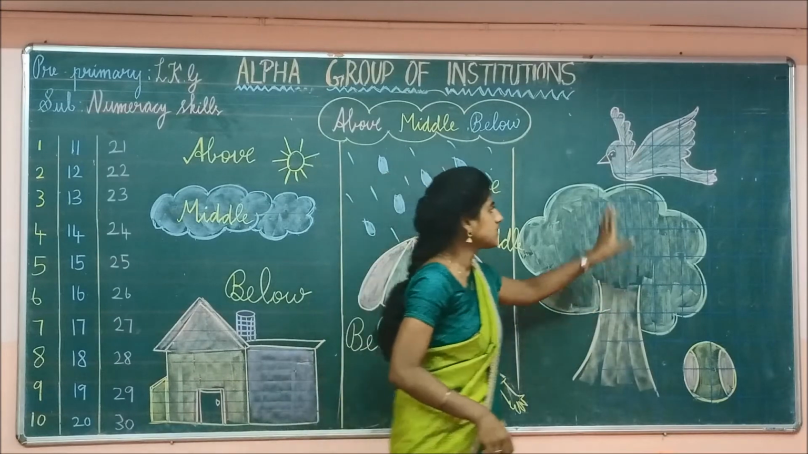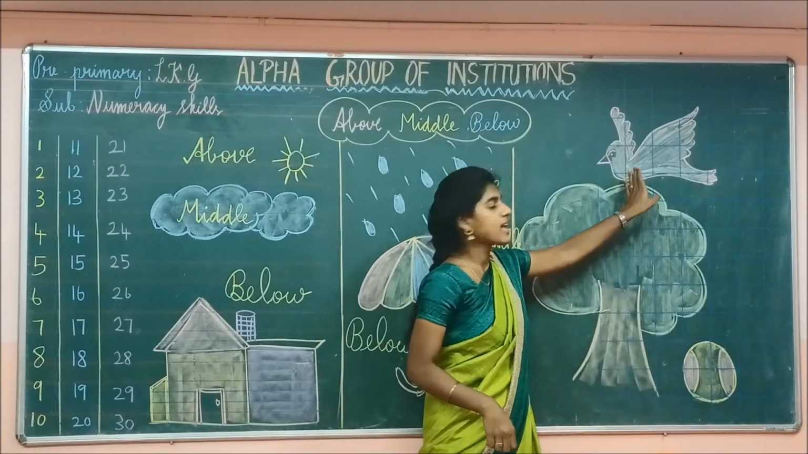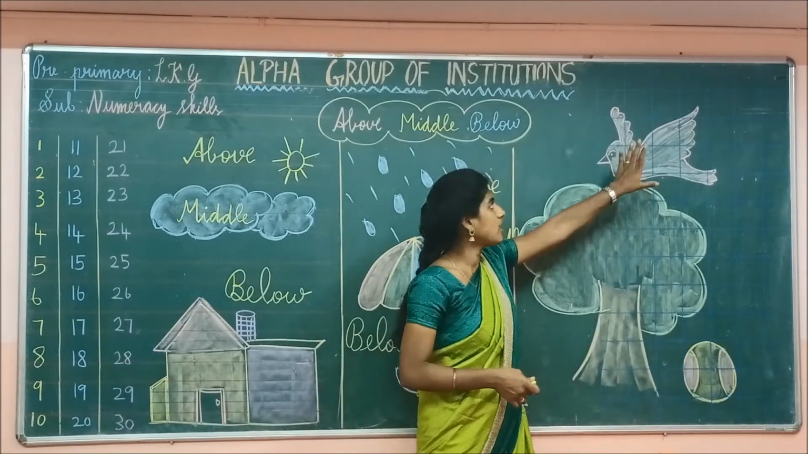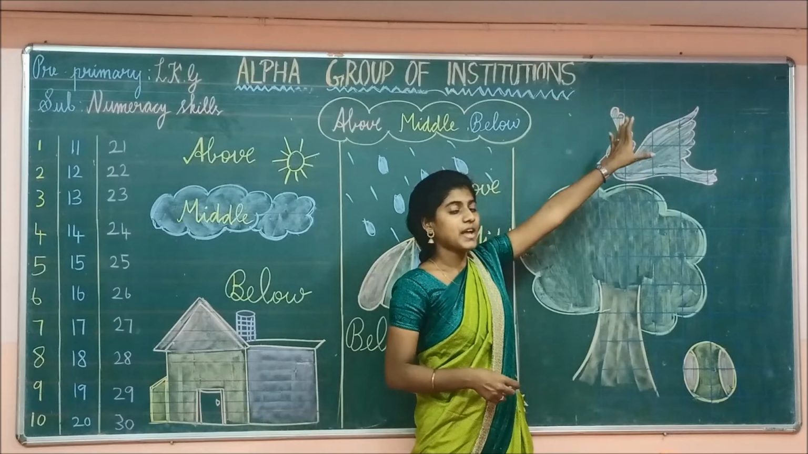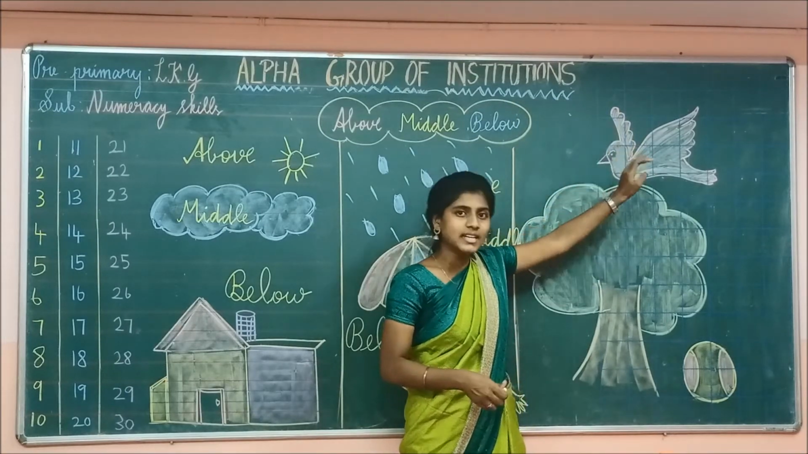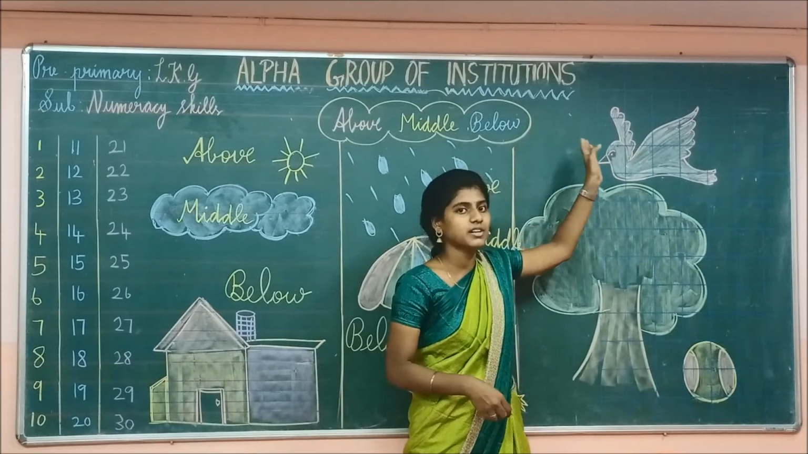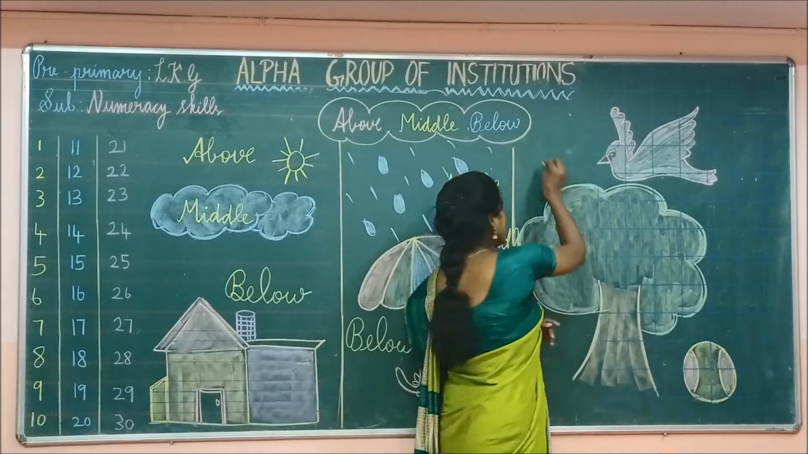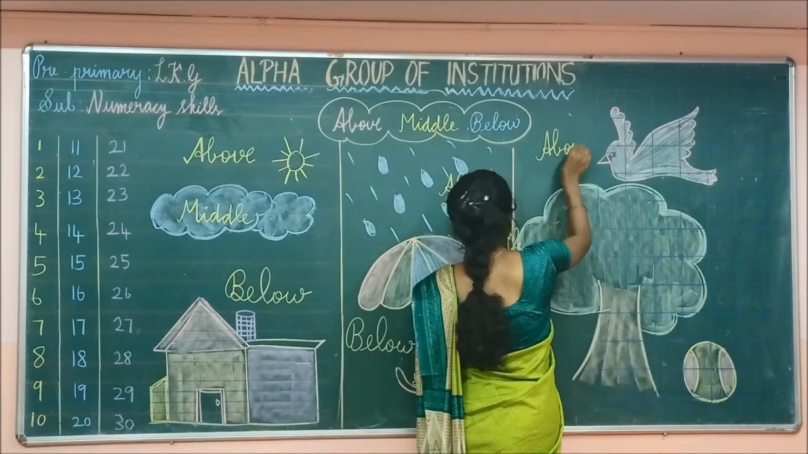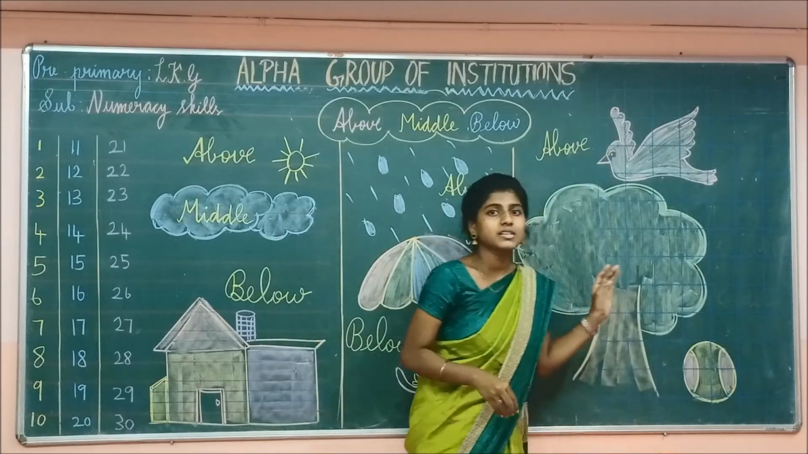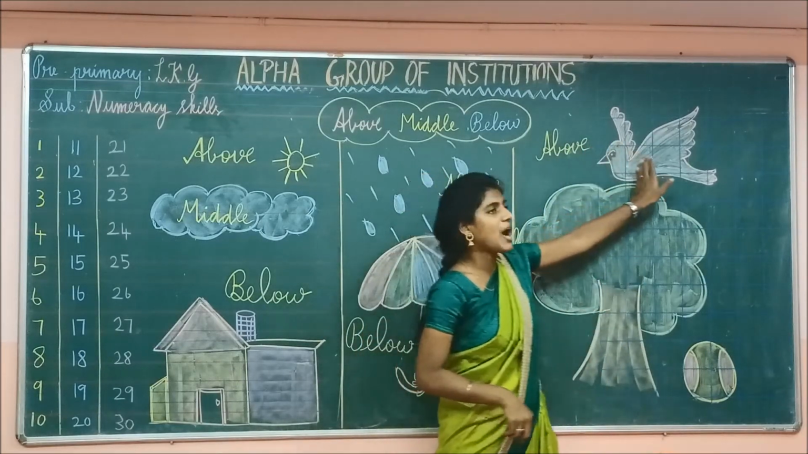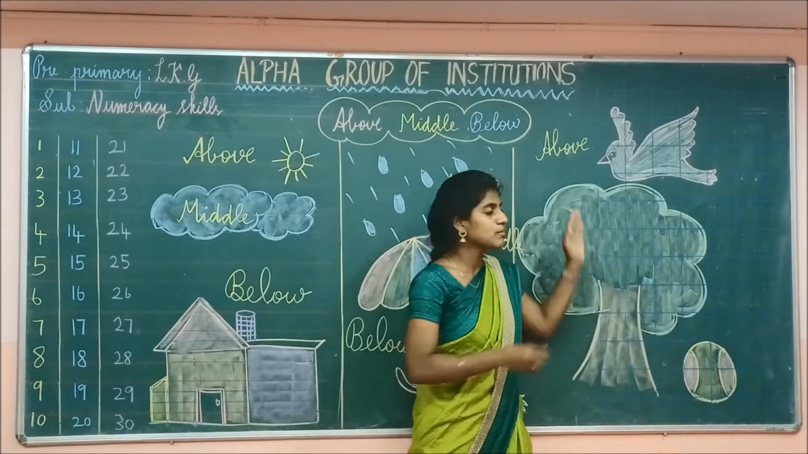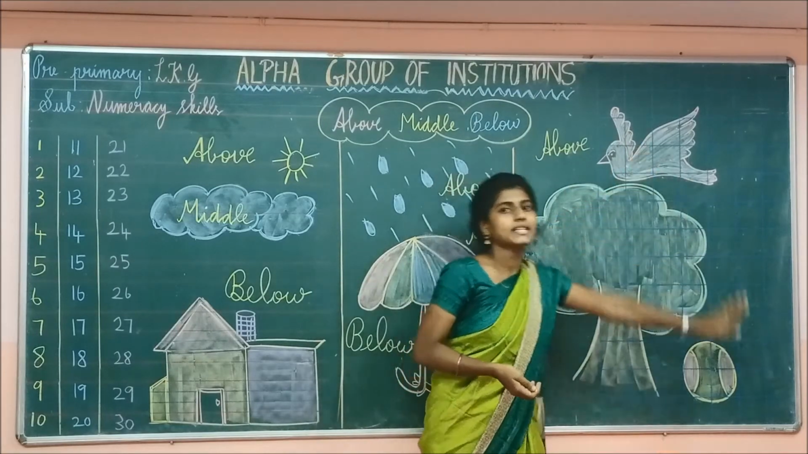Okay, children. Now, see here. What we can see here is a dove, a tree and a ball. And the dove is flying high, flying above the tree, isn't it? The dove is flying above the tree. So, the dove is above the tree. Shall we write above? Okay, children. A-B-O-V-E. Above. And the tree is in the middle of the dove and the ball, isn't it? Correct. Yes, children. The tree is in the middle of the dove and the ball.